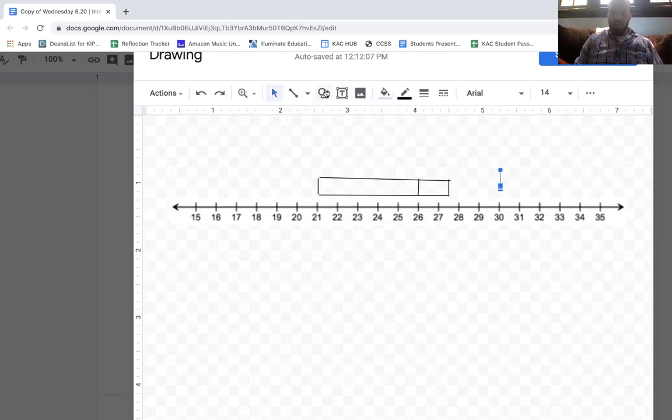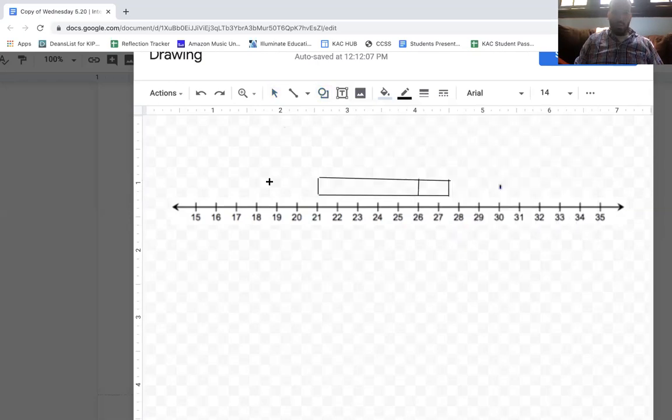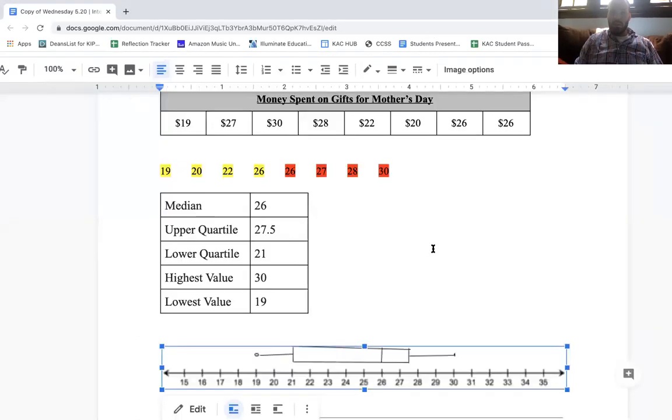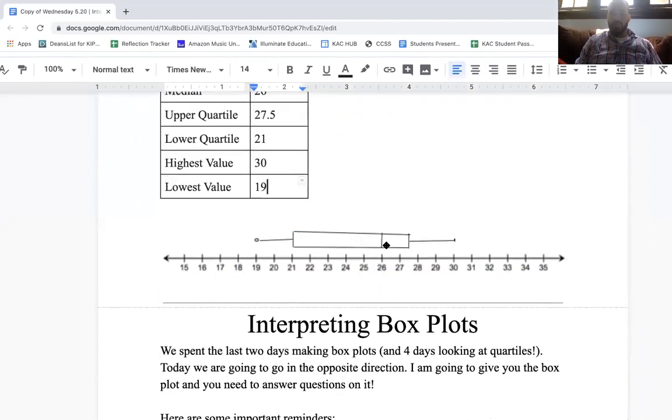Lowest value was 19. Dots look a little off, but that's okay. Draw a line from the dot to the box. And we're good. Save and close so that it shows up on your PDN. And then I can just check here to see if they're the same as here.